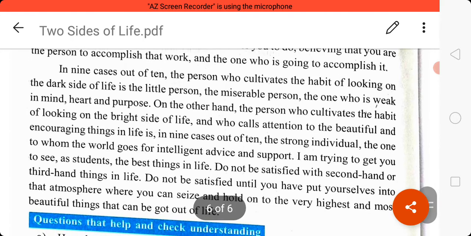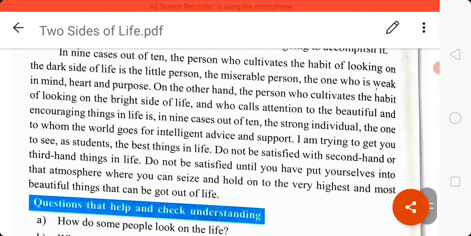In 9 out of 10 cases, the person who cultivates the habit of looking on the dark side of life is the little person, the miserable person, the one who is weak in mind, heart, and purpose. So, what he is telling is that out of 10 cases, 9 people cultivate the habit of looking at the dark side. They are weak in the mind, weak in their work, weak in the heart, and weak in their purpose. So they always see the darker side of life. They won't get success in life. So out of 10, 9 are like that.